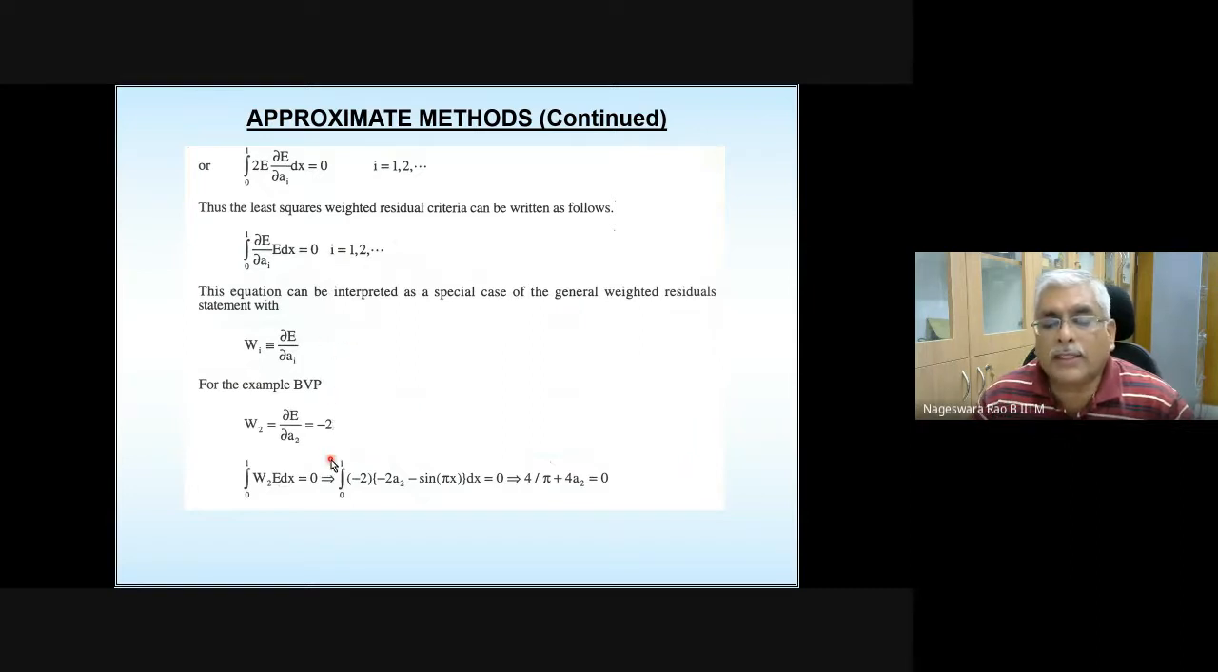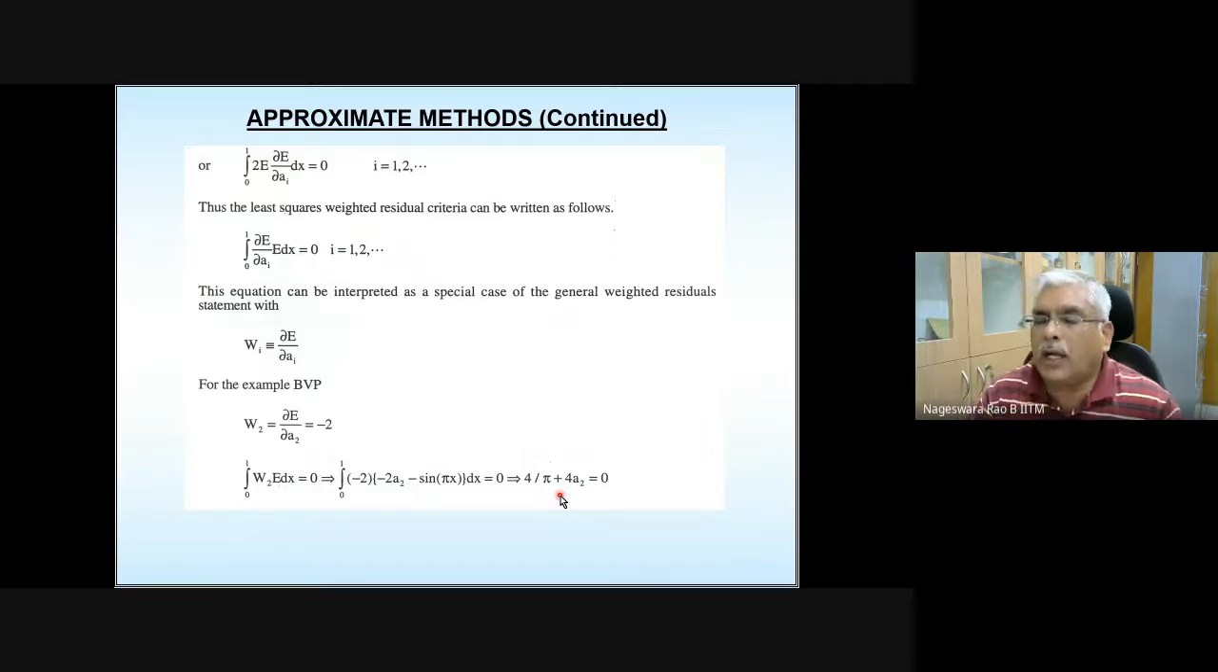Quickly take a note of this. So A2 can be determined using this equation. Suppose you started with a cubic trial solution. You can do it yourself, okay? And then repeat this process.